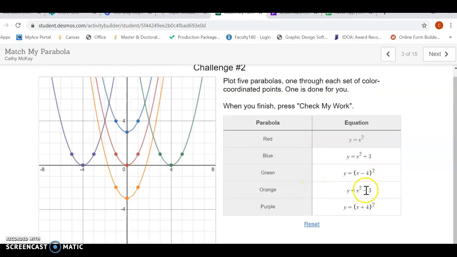Now, one way to remember that, if it helps you remember, see these points are on the 0, which means it's on the x. So when you think about it, for example, green, the reason why I put x minus 4 is because the vertex is at 4, 0. So if I put 4 in, then 4 minus 4 is 0. So that's why if you subtract it inside the parentheses, it goes to the right. If you add it inside the parentheses, it goes to the left. If you're adding it outside the parentheses, it goes up. And if you're subtracting outside the parentheses, it goes down.